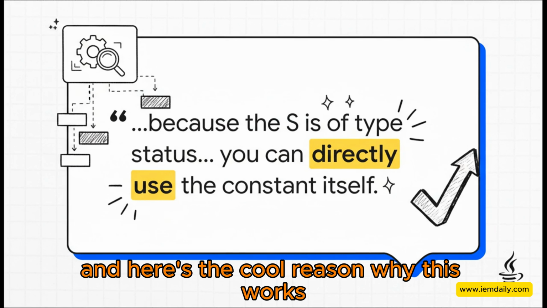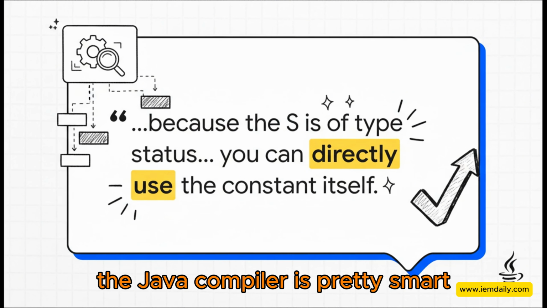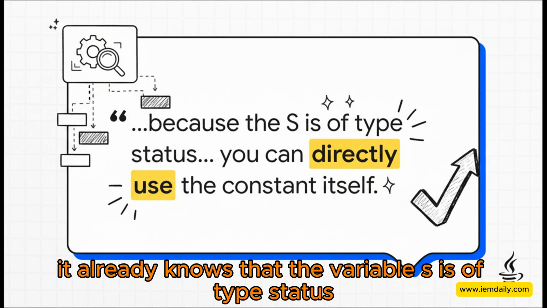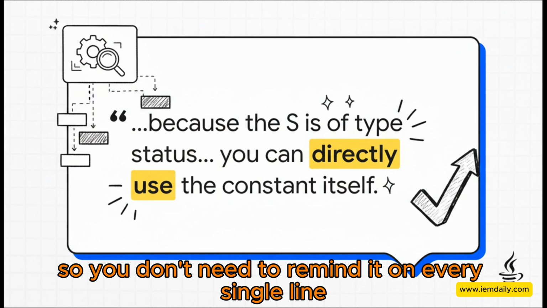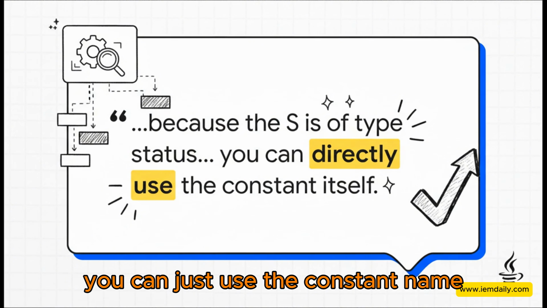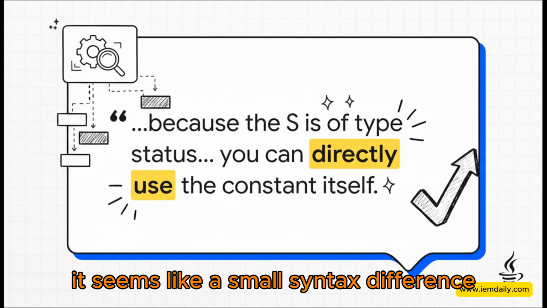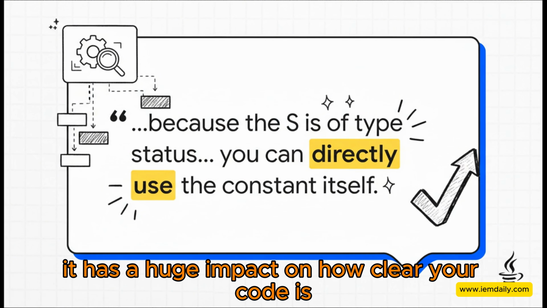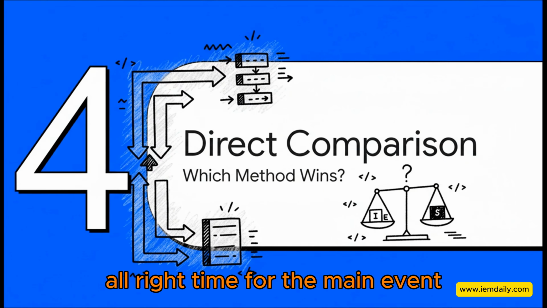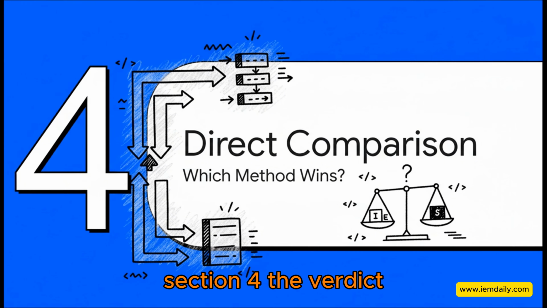And here's the cool reason why this works. The Java compiler is pretty smart. It already knows that the variable s is of type Status, so you don't need to remind it on every single line. You can just use the constant name, like running, directly. It seems like a small syntax difference, but believe me, it has a huge impact on how clear your code is.